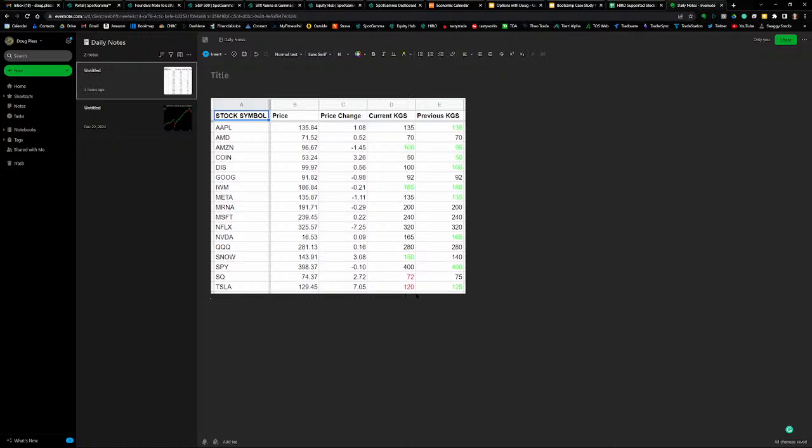And one interesting thing to note is this decrease in the key gamma strike for Tesla, which didn't work out today. Tesla was a great bullish setup. So not always an indication of price direction for the day.